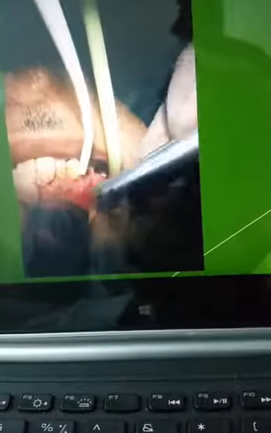But I cannot use the diode in this direction, directly to the pulp, especially at the cervical third, where the pulp is very near to the surface. I think this is enough for this case.